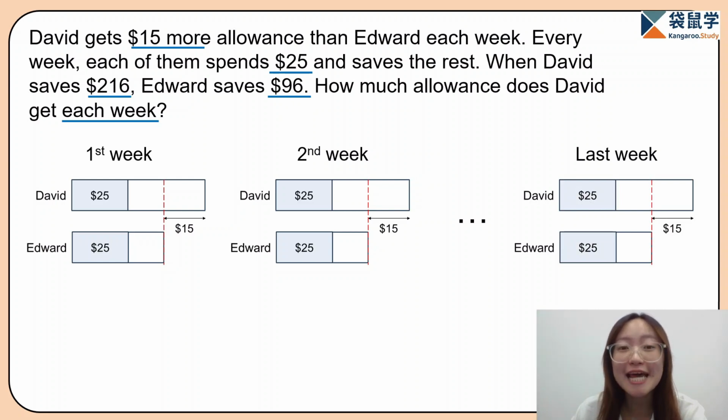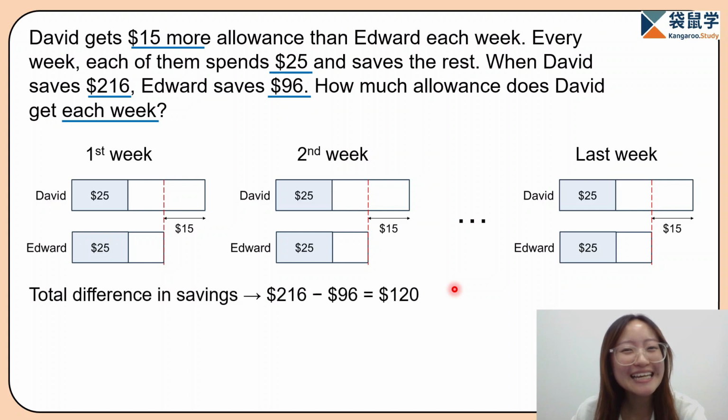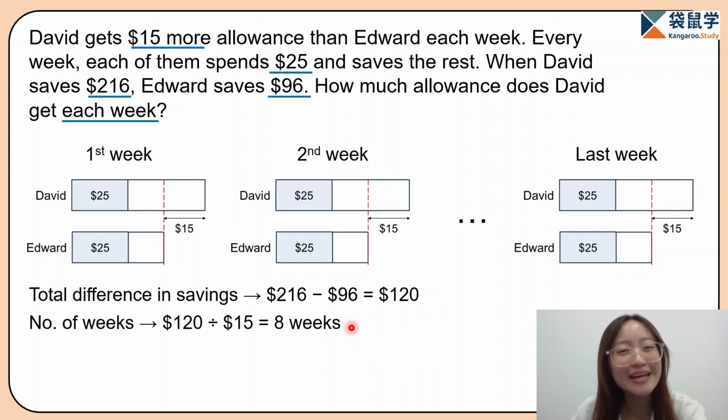Now, the question says, David saves $216 and Edward saves $96. So what is the total difference in savings? It is $216 minus $96 and that will give us $120. Now, how can we find the number of weeks? We can take 120 divided by 15, the difference in savings each week, and that will give us 8 weeks.